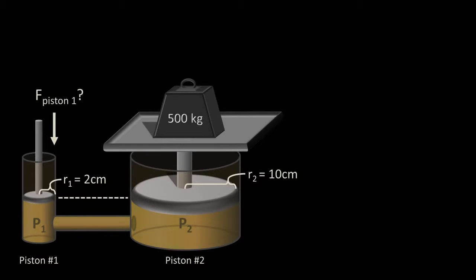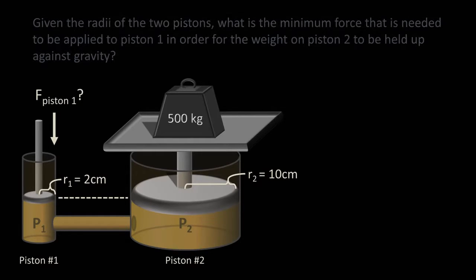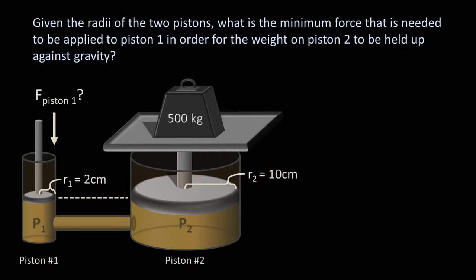Imagine we have a system of 2 pistons of markedly different sizes, attached by a liquid-filled tube. There is some force pushing down on piston 1, which has a radius of 2 centimeters, and resting on piston 2, which has a radius of 10 centimeters, is a 500 kilogram weight. Inside the pistons and tube, instead of water, we'll have some type of oil. Given the radii of the 2 pistons, what is the minimum force that is needed to be applied to piston 1 in order for the weight on piston 2 to be held up against gravity?